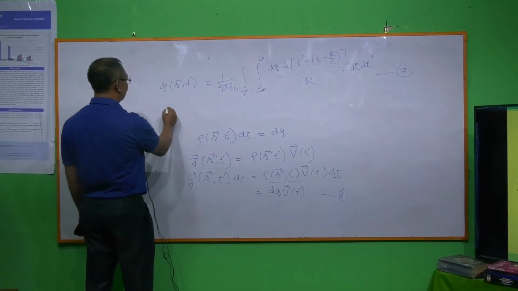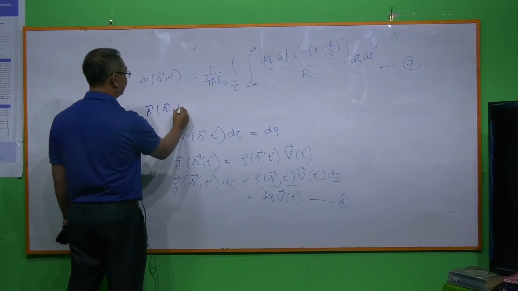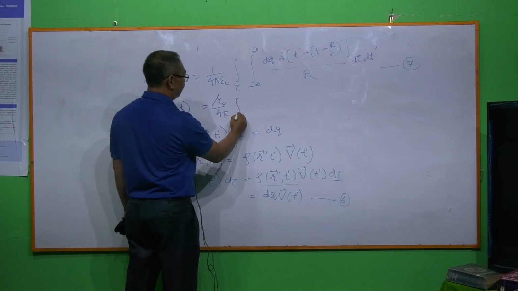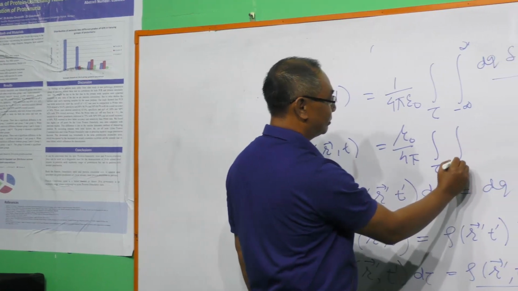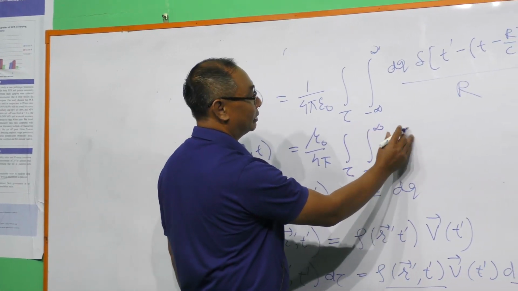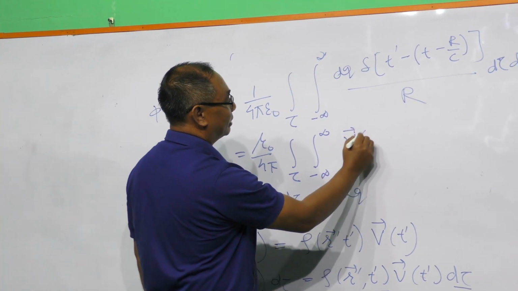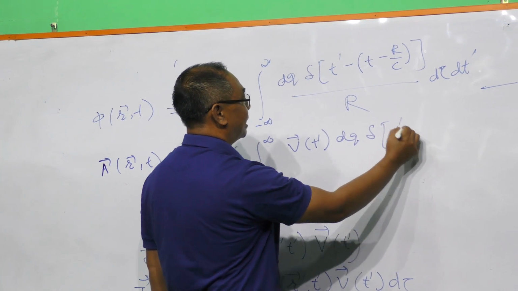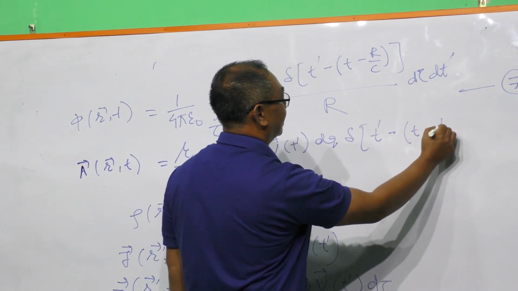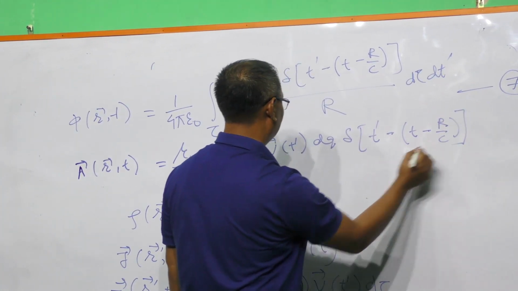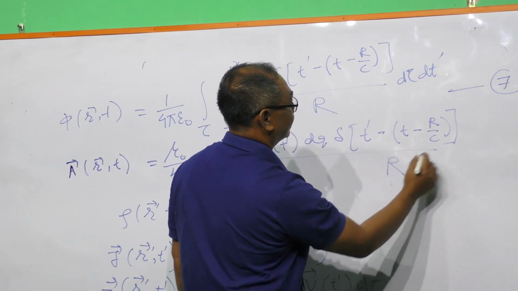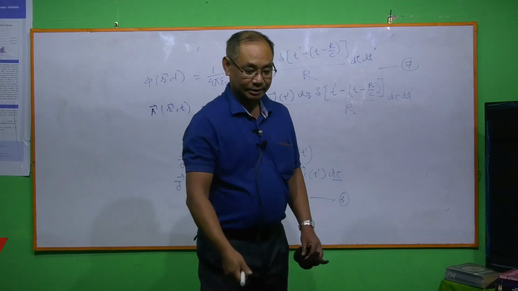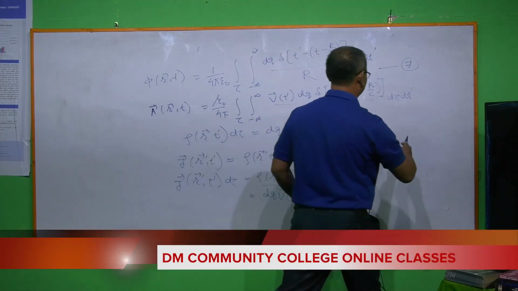A(r, t) = μ₀ by 4π integration over τ and integration from minus infinity to plus infinity, and then B vector of t' dq δ(t' - (t - r/c)) divided by r into dτ dt'. And I can write this as equation number 8.